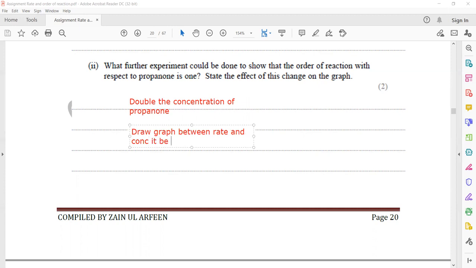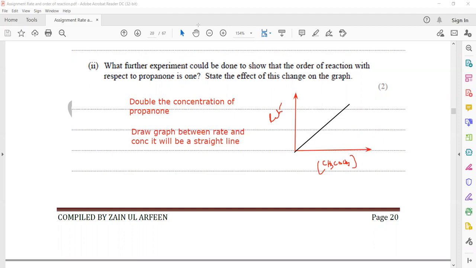It will be a straight line. That confirms that it is first order with respect to propanol. So if we sketch a graph for concentration of propanol and the rate, that will be a straight line starting from the origin.